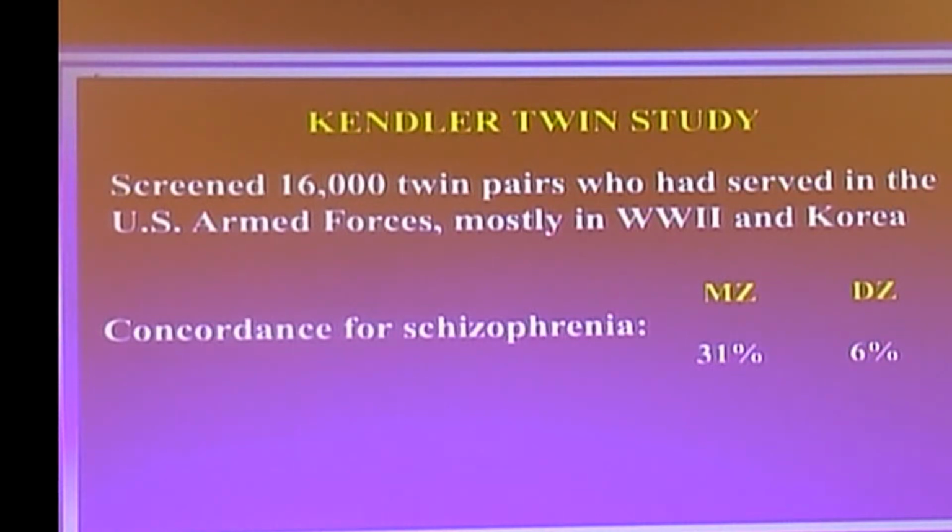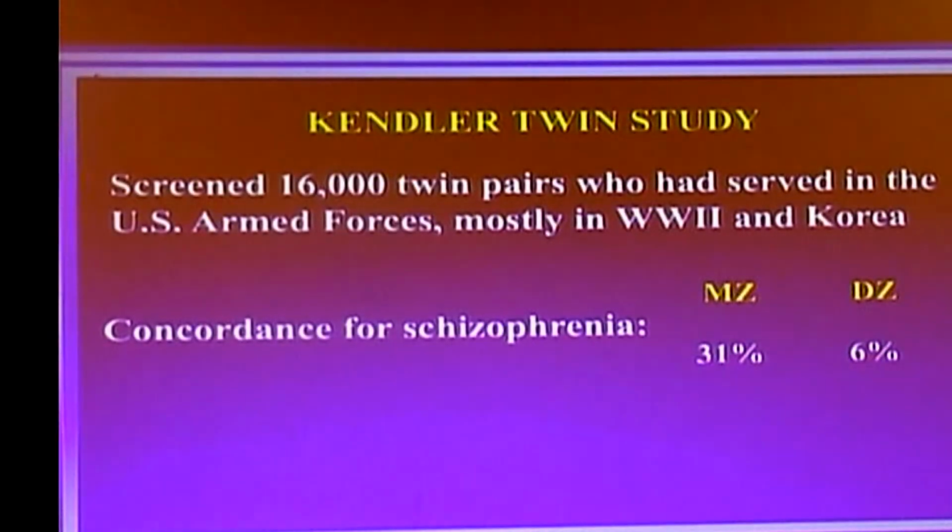These are the actual facts. Basically, 70% of the time, when the first twin has schizophrenia, the other twin does not have it. MZ means monozygotic, which is identical. DZ is non-identical, dizygotic twins.